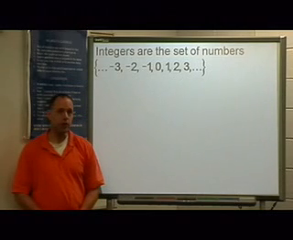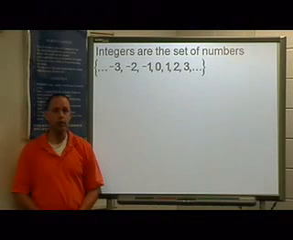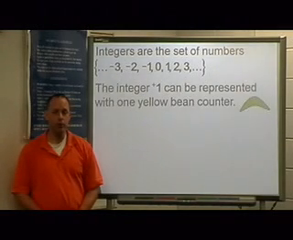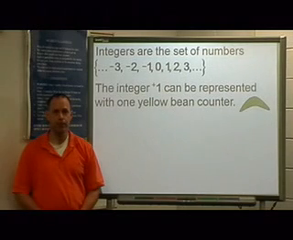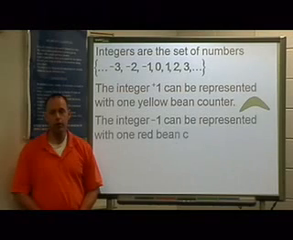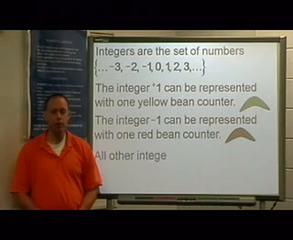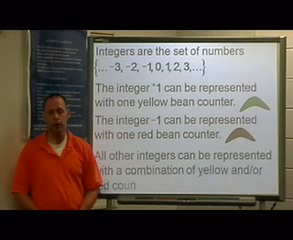Now, since the objective is to use bean counters to represent the integers, +1 can be represented using a yellow bean counter. -1 can be represented using a red bean counter. Any other integer can be represented using some combination of red and/or yellow bean counters.